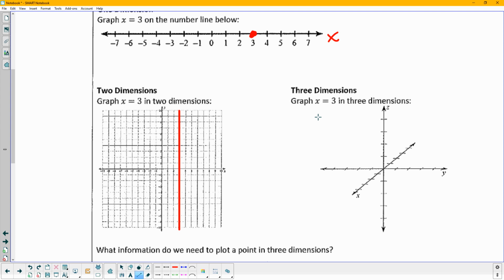And now lastly, if I look at that in 3 dimensions, if we just think about this logically, x equals 3 went from being a point in 1 dimension to being a line in 2 dimensions. So what does that mean that it should become in 3 dimensions? Well, it should become a plane. So it goes from point to line to plane. And how that looks, it's a little bit tricky to graph in 3 dimensions.